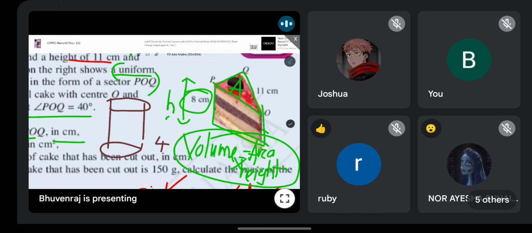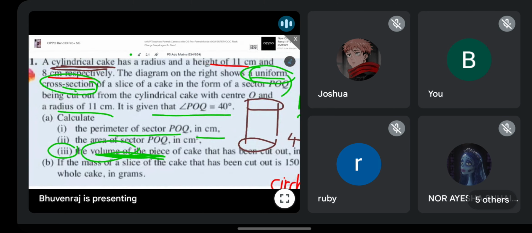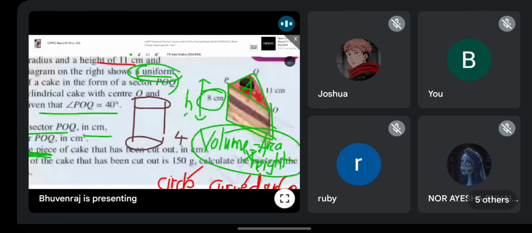That's why I asked you just now, what is the meaning of uniform cross section? Apa maksud luas kelatan rentas? Okay, uniform cross section means that you cut the cake anywhere, you get this shape. Correct? So guys, you try to imagine and see. This cake, right? Saya nak cari isi padu sekarang kan.